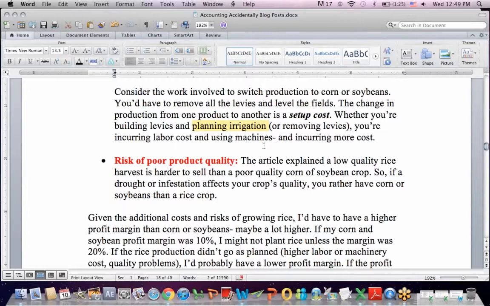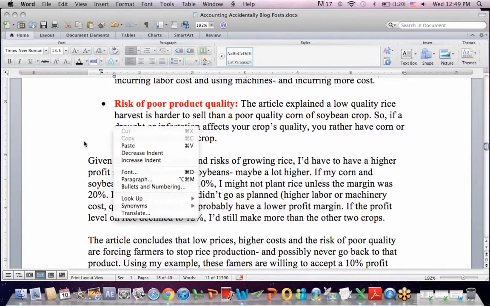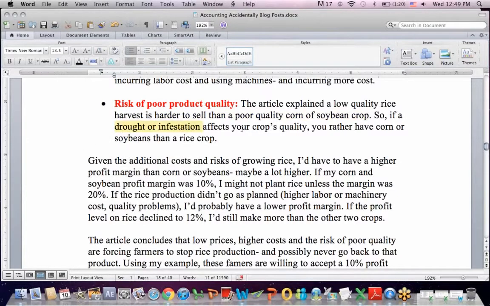So not only does rice require more production, but switching out of rice to another product is going to cause you to incur labor costs, equipment costs, and you can probably throw all that together into setup costs as you either set up or tear down for rice production. And the other one is, well, what if the crop doesn't turn out exactly as you planned in terms of quality? And the article explained that low quality rice is harder to sell than a poor quality corn or soybean crop. So if you have a drought or some type of insect infestation that affects your crop's quality, you may have a tougher time selling a rice crop than a corn or a soybean crop.